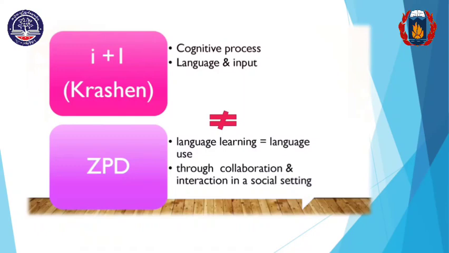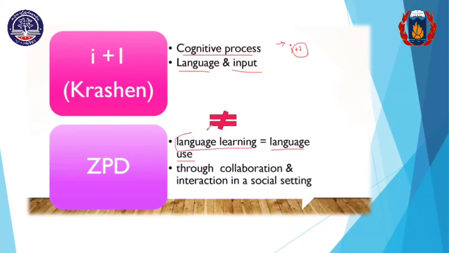The difference between the I+1 question and hypothesis is that it is a cognitive process. Because I is the learner level, and when we give comprehensible input, they reach that level +1. So it's the cognitive process, the learner's learning process, language and input. But ZPD is about students learning language.